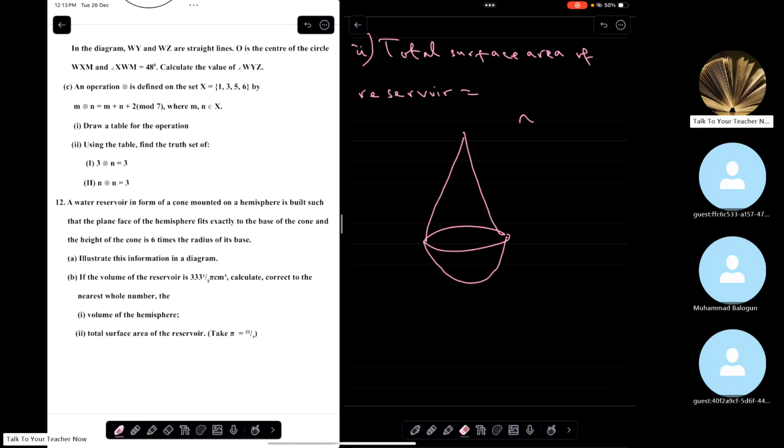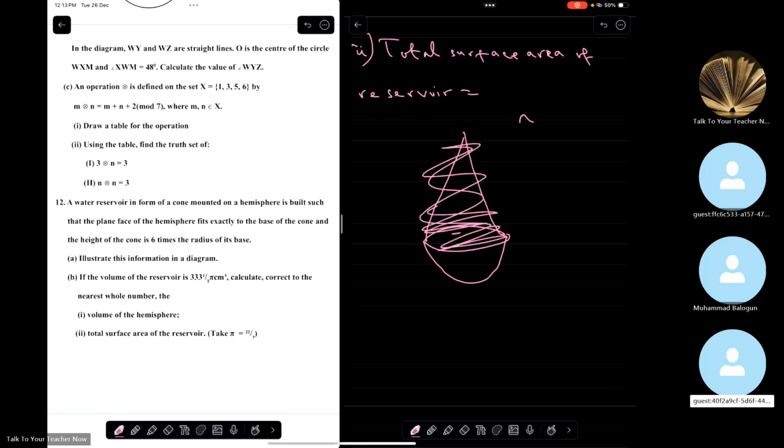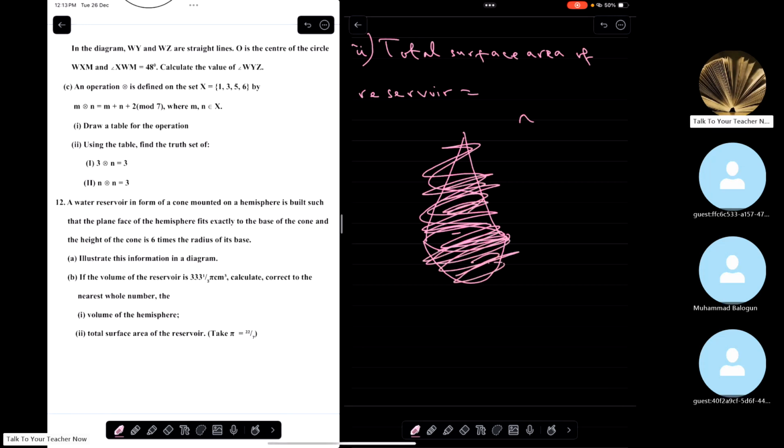The surfaces that you can see are the curved surface of the cone and the area of the hemisphere. So that's going to be pi r L plus 2 pi r squared. You know the area of a sphere is 4 pi r squared, so that of the hemisphere will be half of that, which is 2 pi r squared.